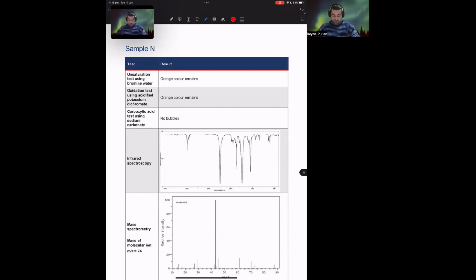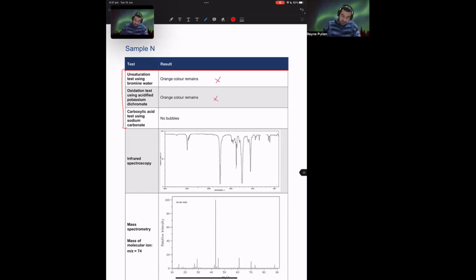Now, as I have done previously, the first thing I do is look at these tests up front, and straight away, they are all negative. We don't see any unsaturation. There's no reaction with the bromine. We don't see any oxidation. There's no reaction with the acidified potassium dichromate. And when we add sodium carbonate, we don't see any bubbles.